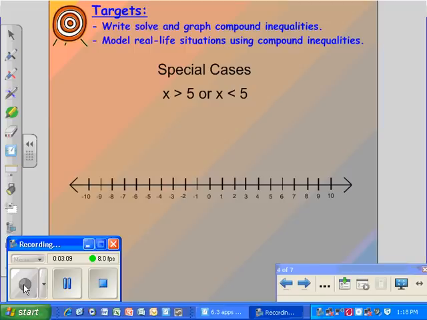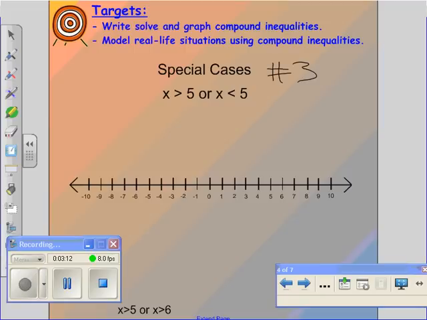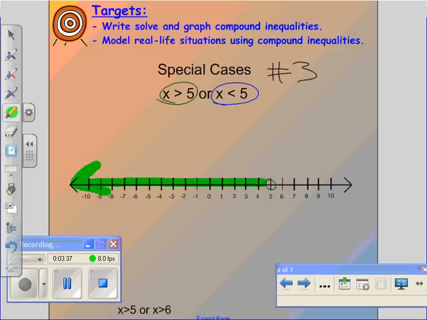Okay, so we have special case number 3 now. Here again, I have the compound inequality x is greater than 5 or x is less than 5. So I'm going to put an open dot at 5 right there, and I'm going to shade everything to the left. And that's not right, so hang on a second. I should have shaded everything to the right because x is greater than 5, so I'm going to shade greater than.